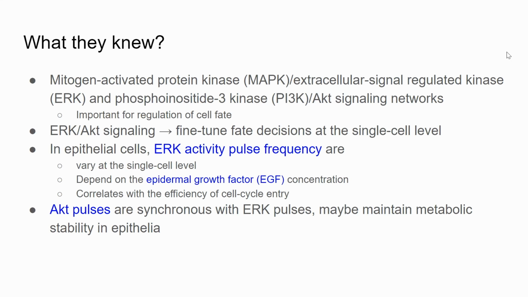This is because, as discovered previously in epithelial cells, ERK activity pulse frequency differs at the single cell level. These differences depend on the epidermal growth factor concentration, and the activity pulses are highly correlated with the efficiency of cell cycle entry. The same goes for AKT pulses, and they are kind of synchronous. So maybe this means that these two factors maintain metabolic stability in epithelia.